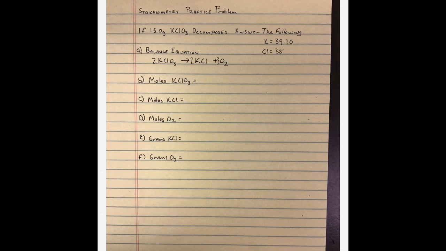Next, I'm going to look up the masses on the periodic table. We find that K is 39.10, Cl is 35.45, and O is 16. Now the units are grams per mole, so we ought to go ahead and write those in.